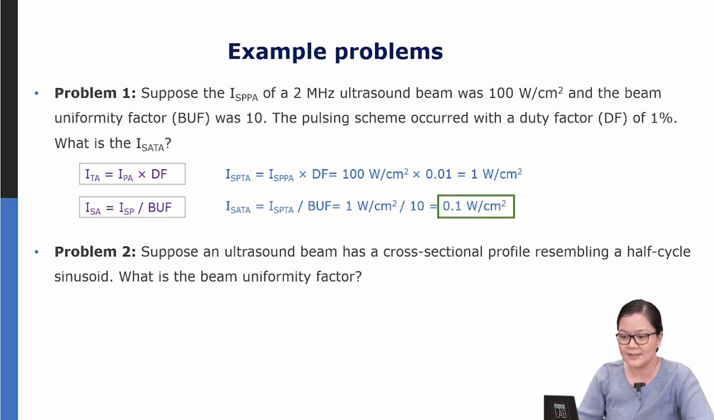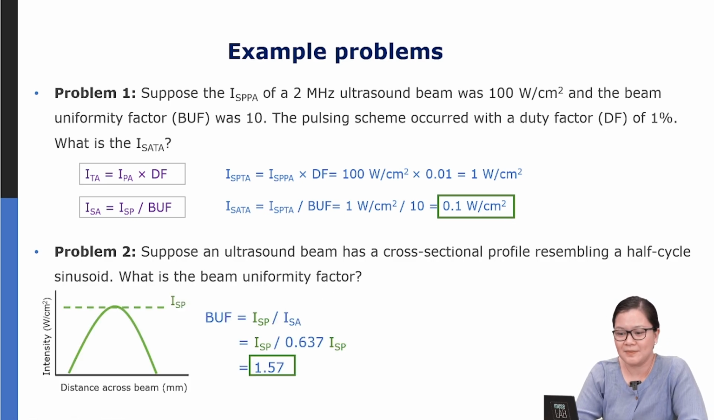Next, to get the ISATA, we deal with the spatial intensity metric. So we know that ISA equals ISP divided by the beam uniformity factor here. So what you would do is you would get the ISPTA and divide that by the beam uniformity factor. So 1 watt per centimeter squared divided by 10, and that would equal 0.1 watt per centimeter squared. So this is your ISATA, or your spatial average temporal average intensity.